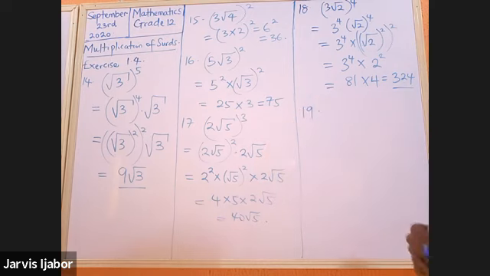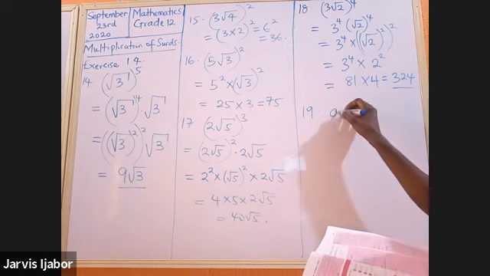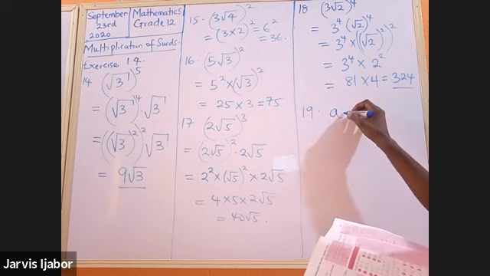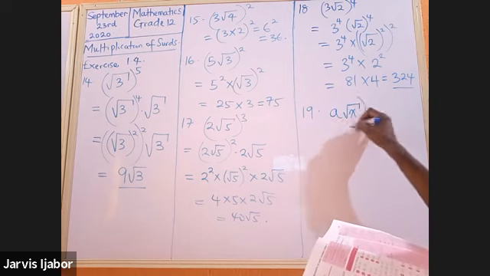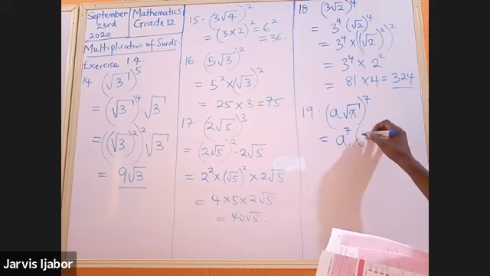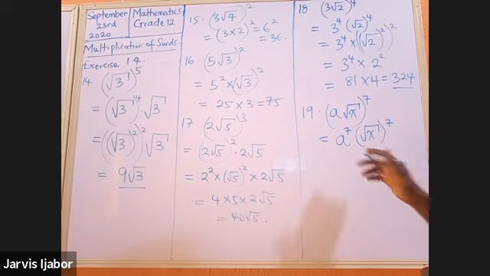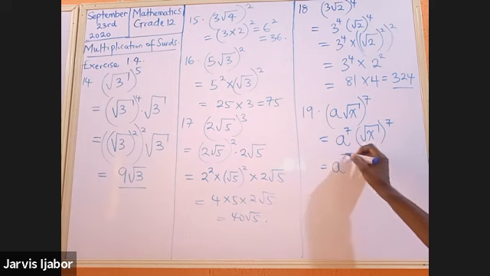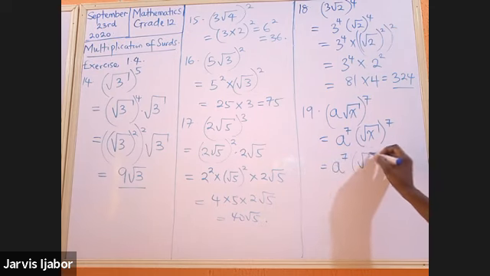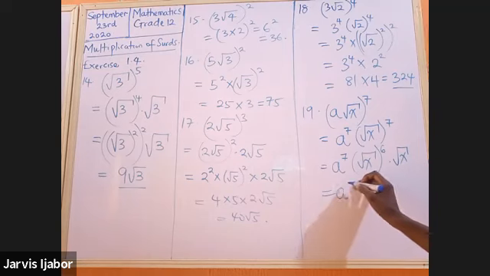Question 19. In question 19, we have a root x, all raised to the power of 7. Now this one will be a raised to the power of 7 into root x, all raised to the power of what? 7. So this part is taken care of. Where I have a challenge is this one now. Are you seeing that? So what would this give me?